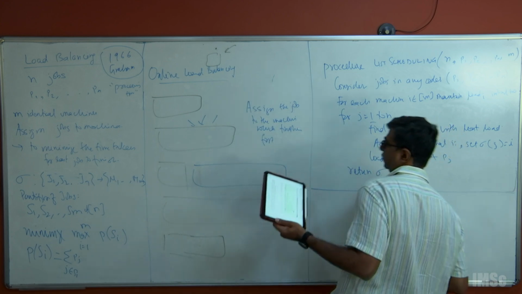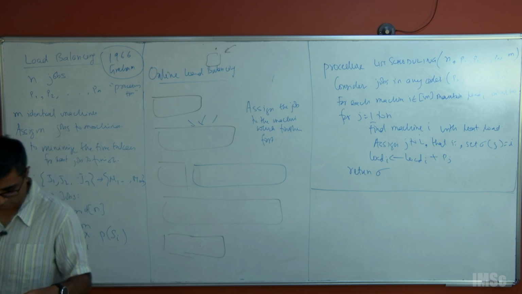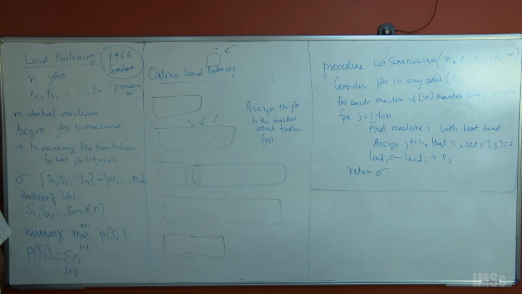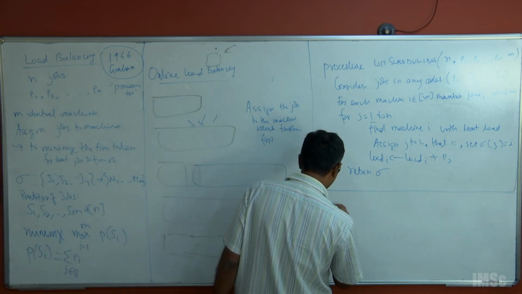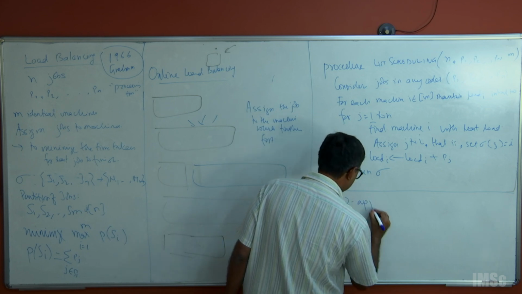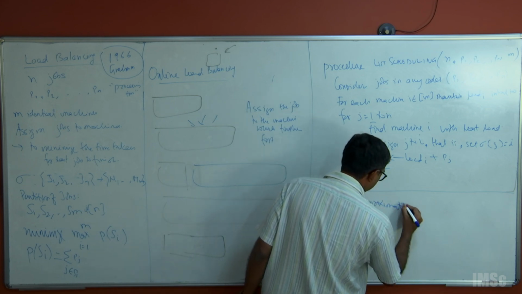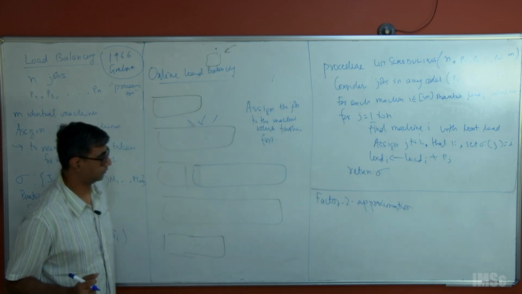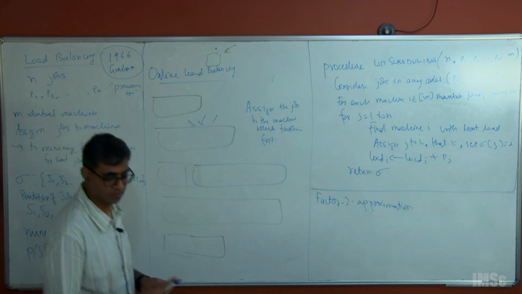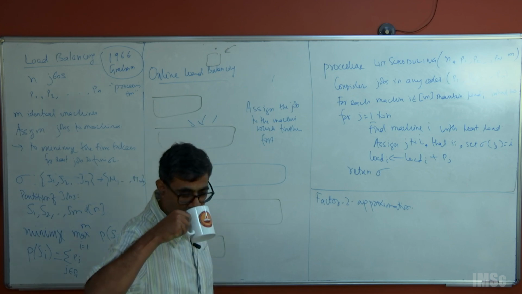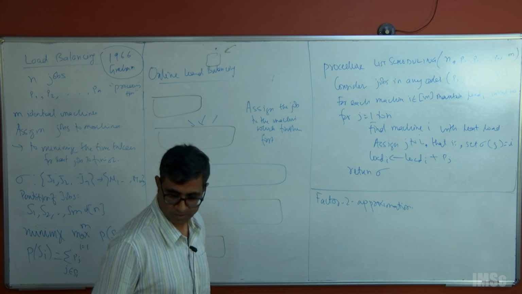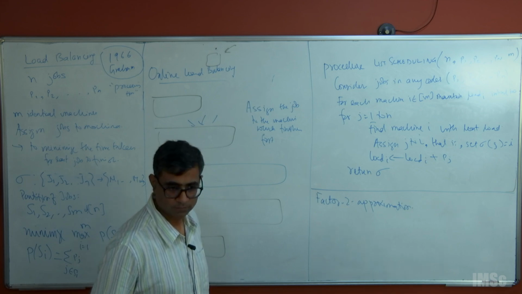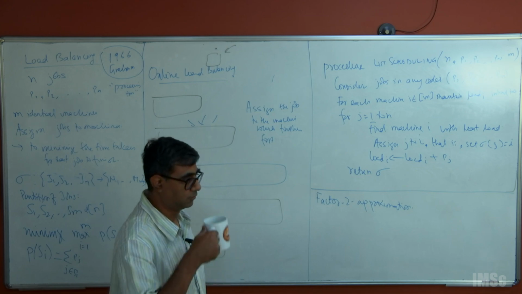So this is the end of my algorithm. We are going to show that this returns a factor 2 approximation. So what is the best factor approximation you have seen for load balancing? Have you seen any approximation algorithm for load balancing? No? Okay.